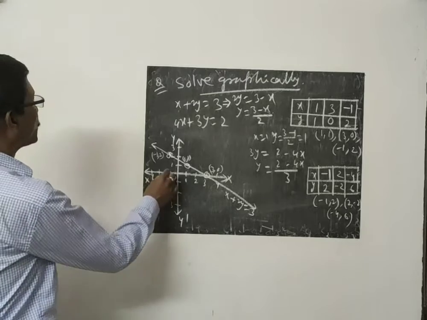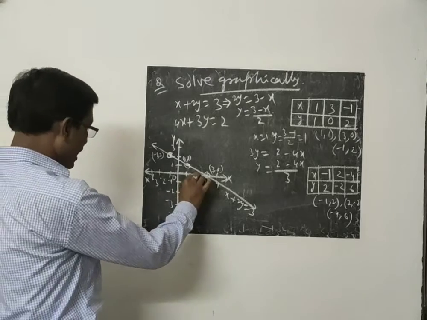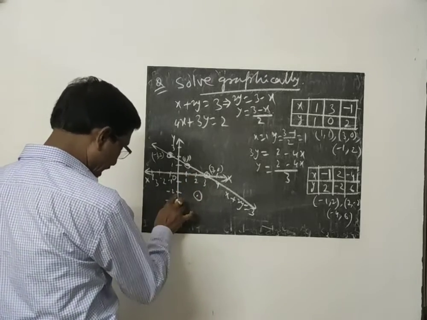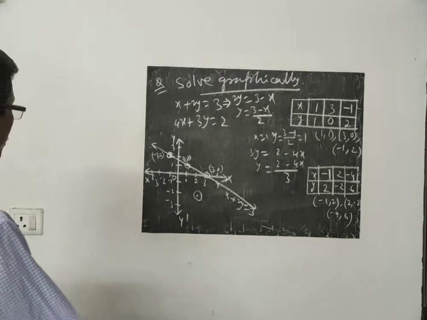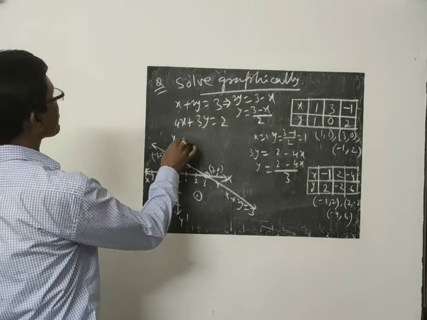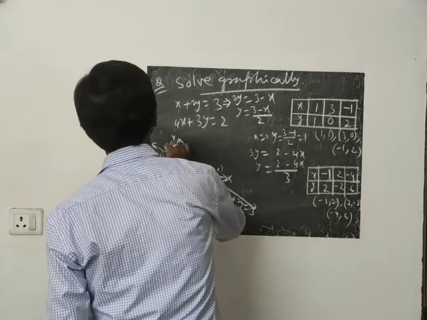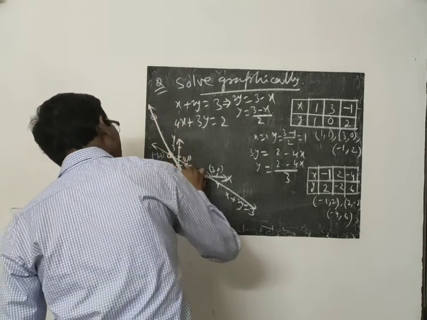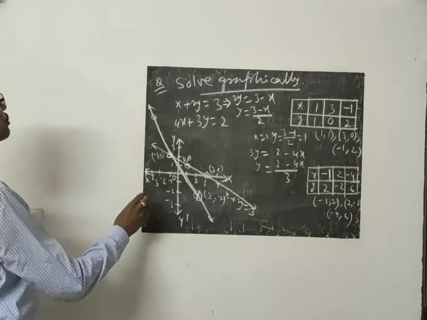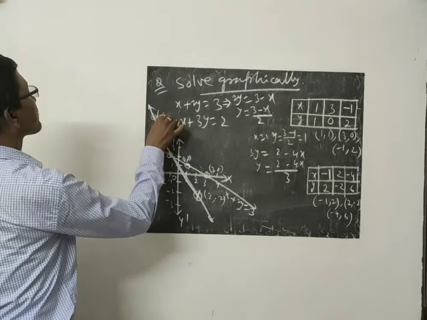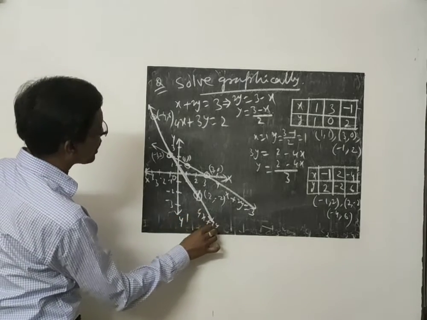Minus 1, 2 I already got as a point, this one. The second point is plus 2, minus 2, like this. And the third point you are having is minus 4, plus 6, approximately here, like this. If we join these 3 points also, it will be a straight line. So in this way this is representing the equation 4x plus 3y equal to 2.